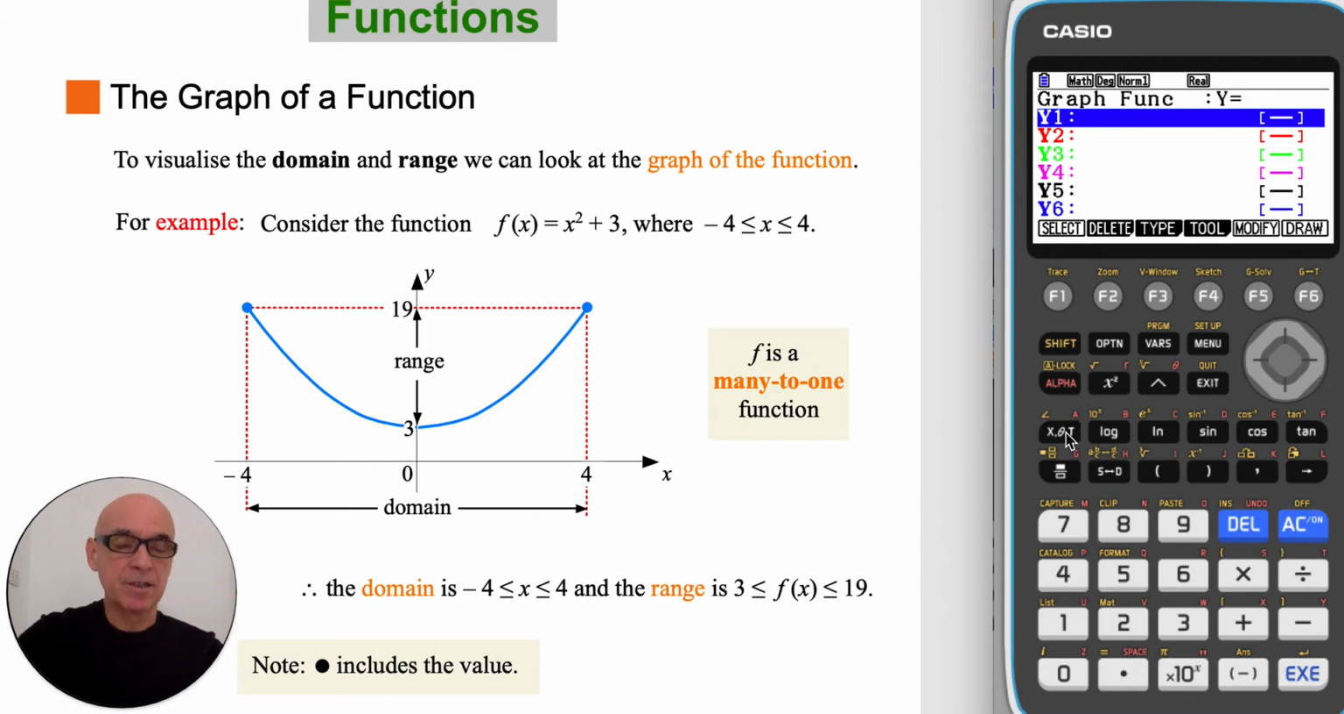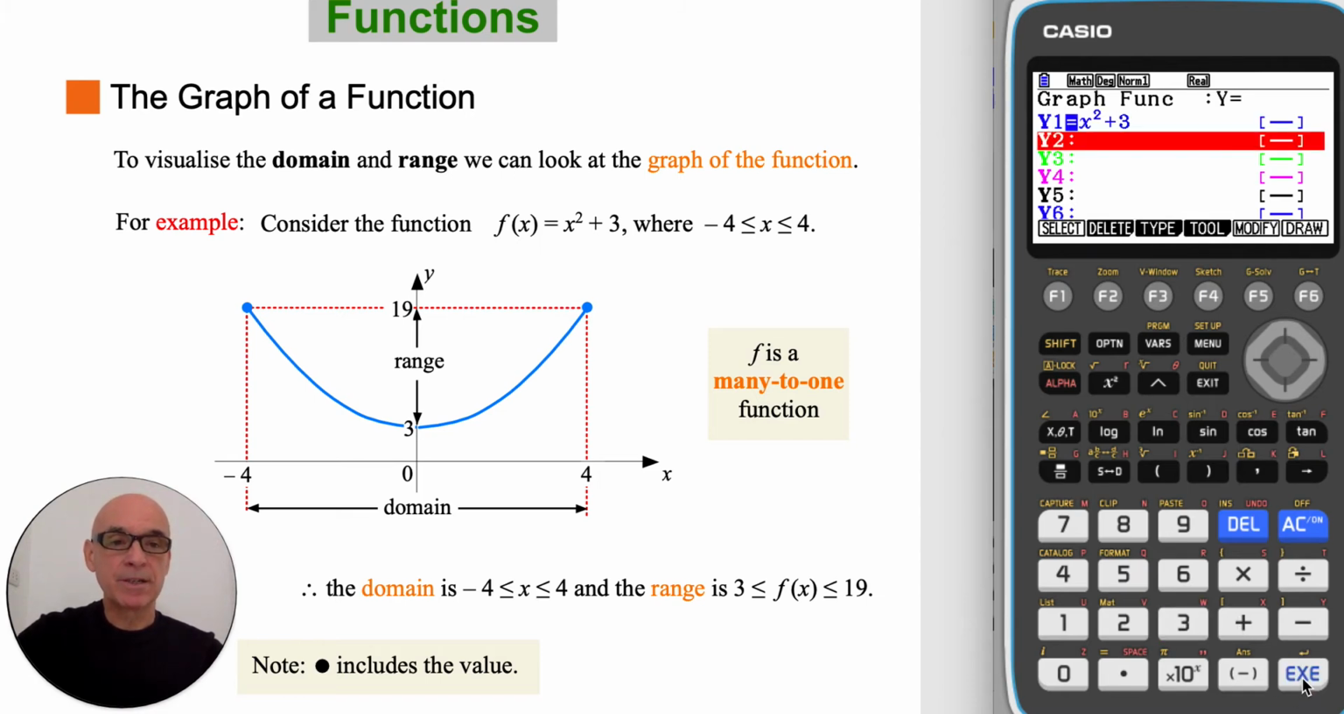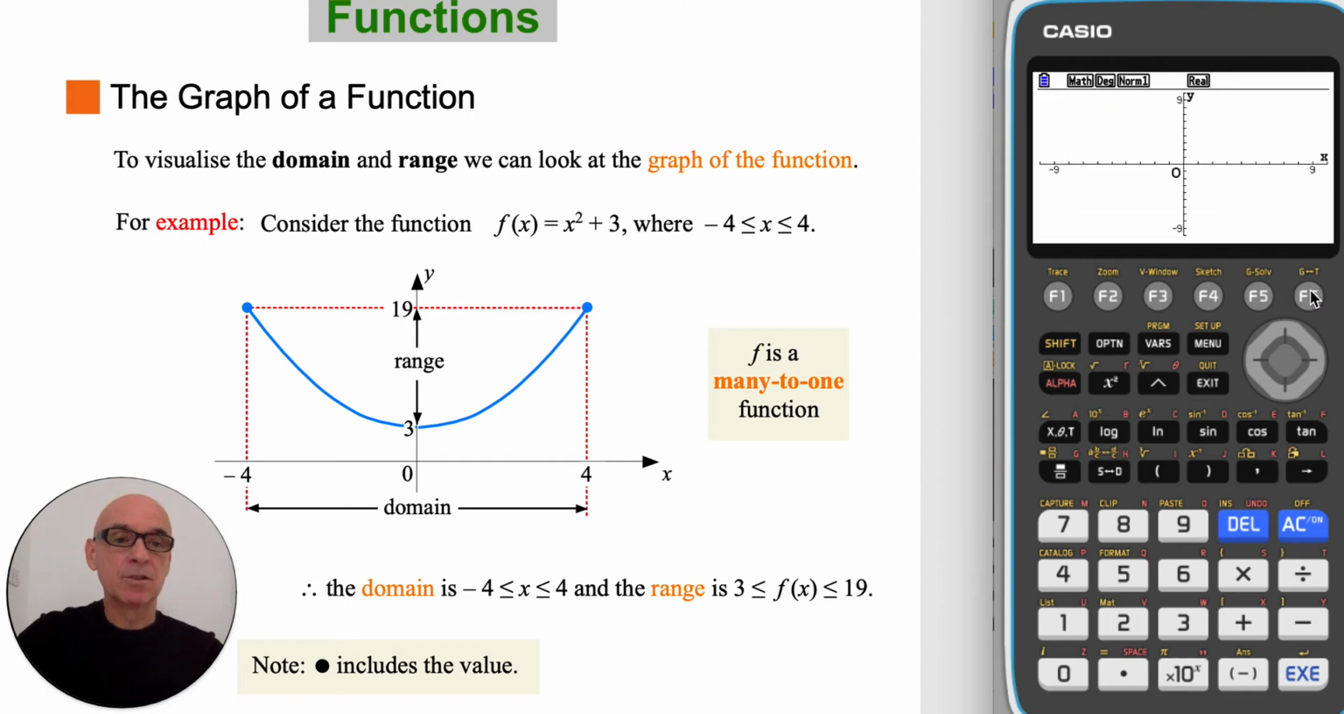So pressing the x variable button, followed by the squared button, and then plus 3. And pressing execute to enter the equation, and pressing F6 to draw the graph.